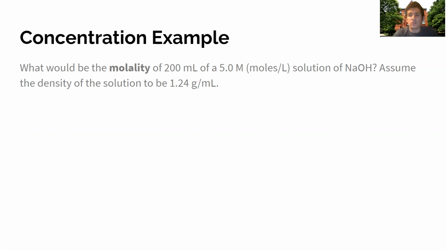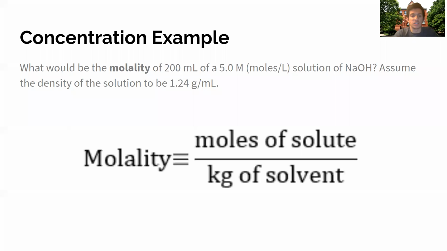So we have quite a few different values here. We have a volume that we're taking from our solution, a molarity of the solution, and a density for our solution. So how are we going to find molality? Let's go back to the basic definition. Molality is going to be moles of solute per kilogram of solvent. So we need those two quantities to find the molality of this 200 milliliter solution.